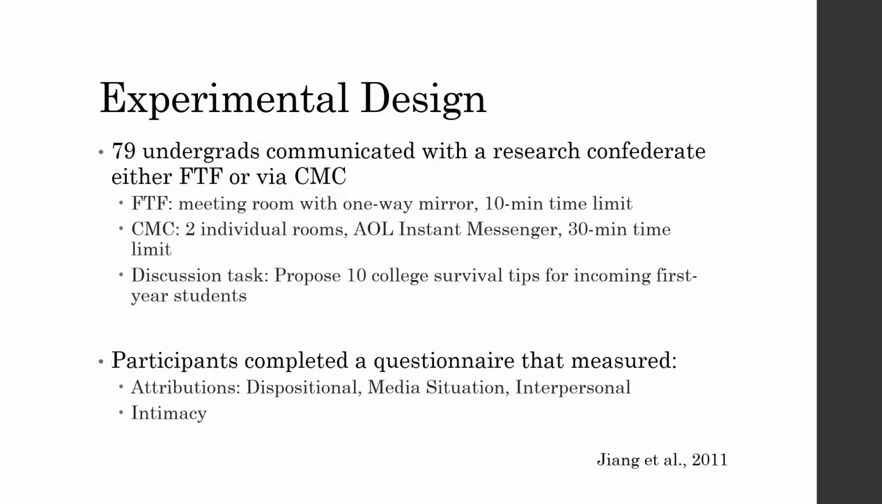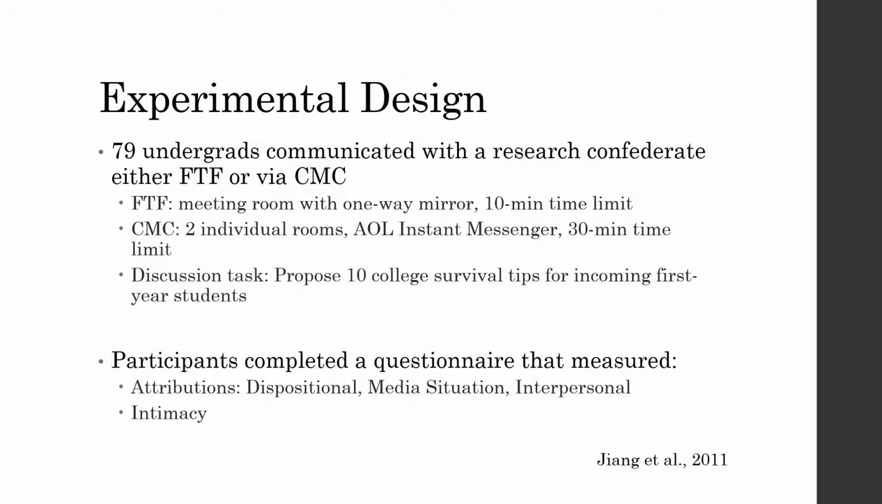And then they gave them a discussion task. So they couldn't just talk about whatever they wanted to. The task was to propose 10 college survival tips for first-year students. The discussion was structured so that the participant and the confederate took turns suggesting their own tips, but the confederate always started first. So each person had to contribute 5 tips along with their reasons for each tip. And at the end of the discussion, they had to agree on the 2 tips that they thought were most important for the first-year college experience.